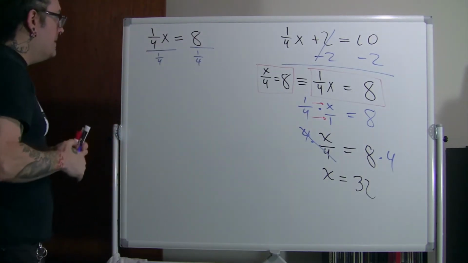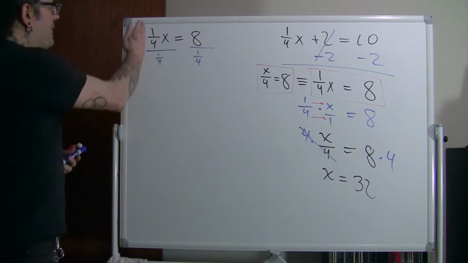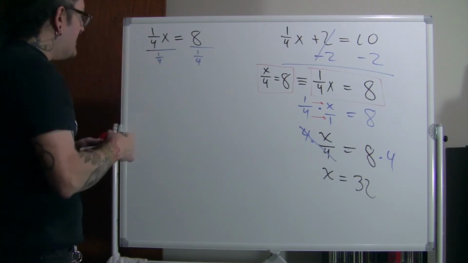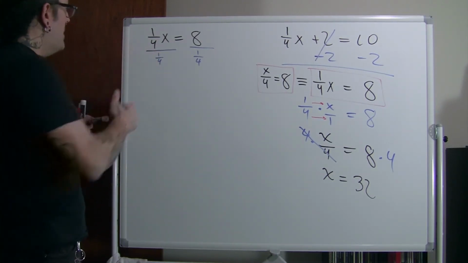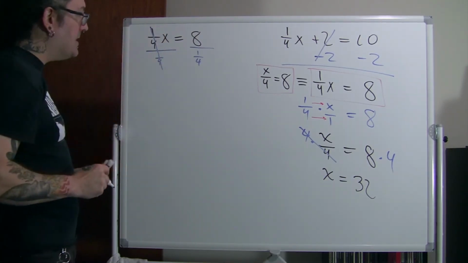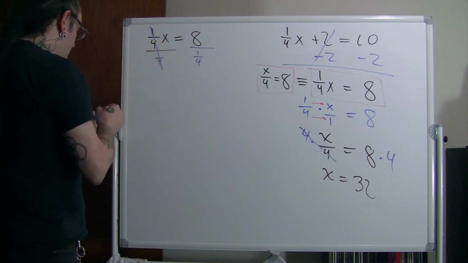This is fairly easy because anything over itself is still 1. And that's the idea, that I want to get rid of the 1/4. So these still cancel. They still cancel out. And I'm left with x.